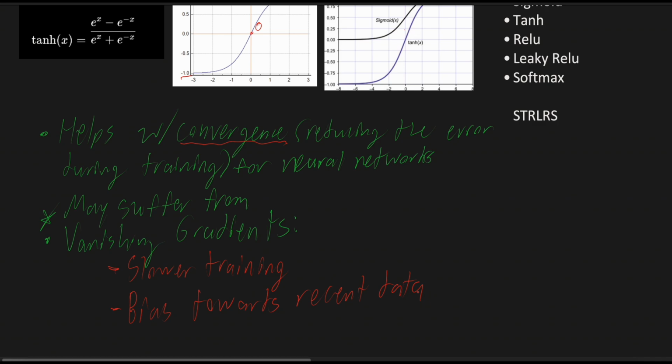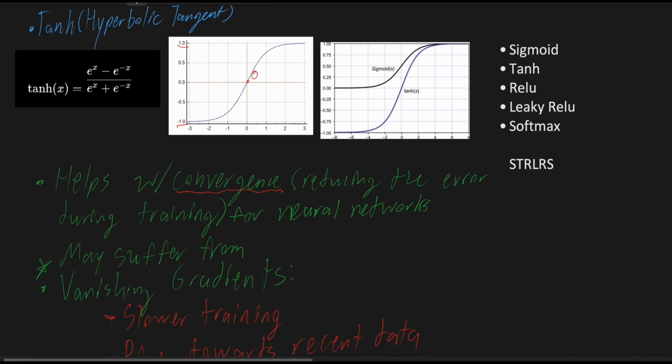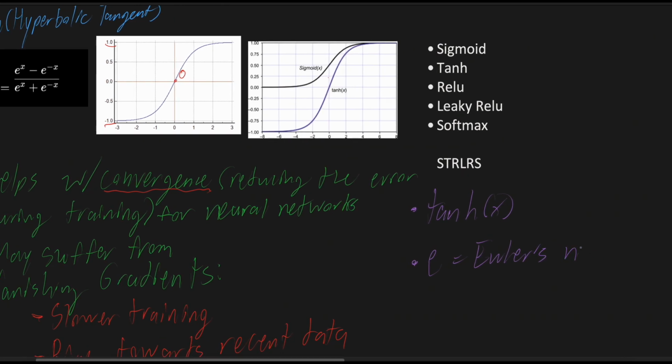But to go over the formula for the hyperbolic tan function, typically we have our symbol, tanh of x. Then we have Euler's number that we already know, so we have e, Euler's number. Then we have x as our input to the function. Hyperbolic tan function. There we go.